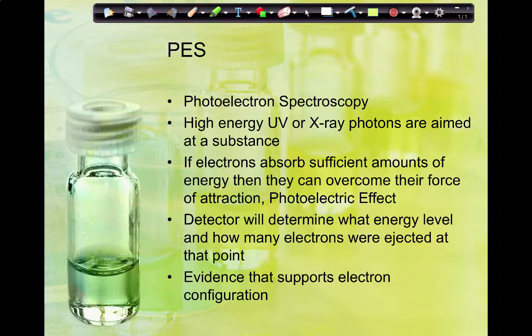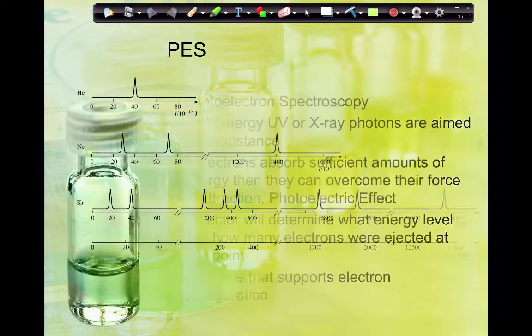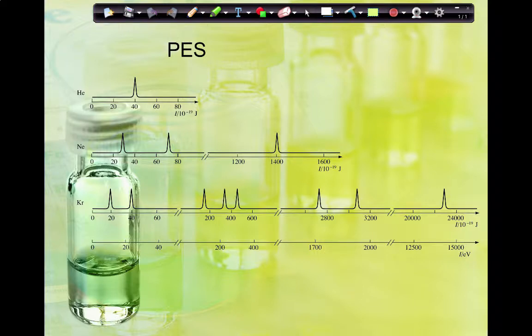So after we eject the electrons off with a certain amount of energy, the electrons will pass a detector that will pick up the presence of those electrons, and then depending on how much energy we put into ejecting those electrons, it can tell us what the ionization energy is at that point. So all of this will support electron configuration. Well, this is what it's going to look like. It's going to look something like this.